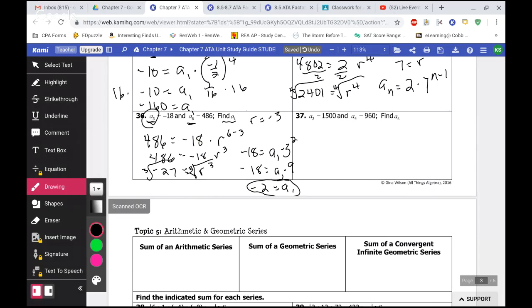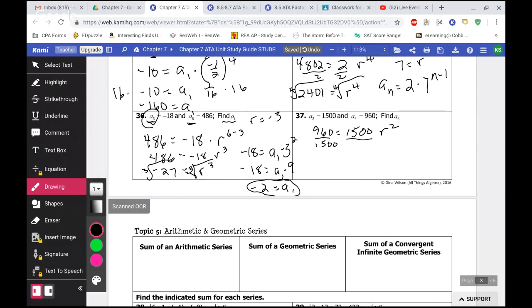Make sense? Yes. Okay. So number 37. Plug in what you know. So we're going to take the 4th term value at 960, and we're going to take the 2nd term value at 1500. We don't know what the R is, but the distance between the two of them is 2. So we're going to do R squared. Now we're going to divide both sides by 1500.